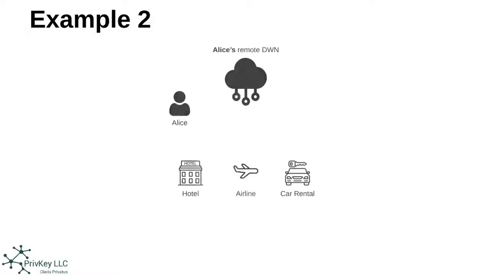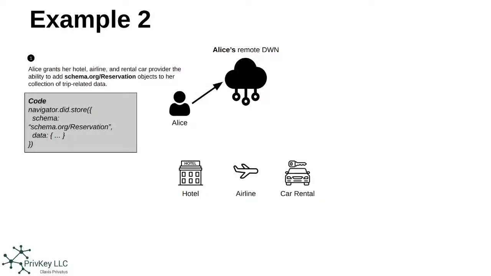So we just don't create multiple playlists, for example. Another example is Alice again with her DWN, and Alice has to interact now with a hotel, an airline, and a car rental. It's very typical of most of the applications that we have. So Alice grants her hotel, her airline, and her rental car provider the ability to write their reservation objects, like that music playlist, for example, to her collection of DWN. So it goes into her control of data.